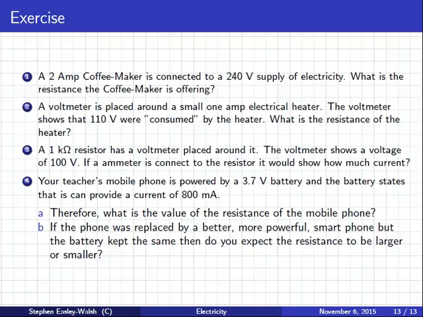Part 4 now, what was the resistance of the mobile phone? 4.6253 ohms. So again, that's not that big. It means 4 joules per coulomb per second are being converted into energy for the phone, like the screen and the sound and all that. If the phone was replaced by a better, more powerful smartphone, but you kept the battery the same, do you expect the resistance to be larger or smaller?